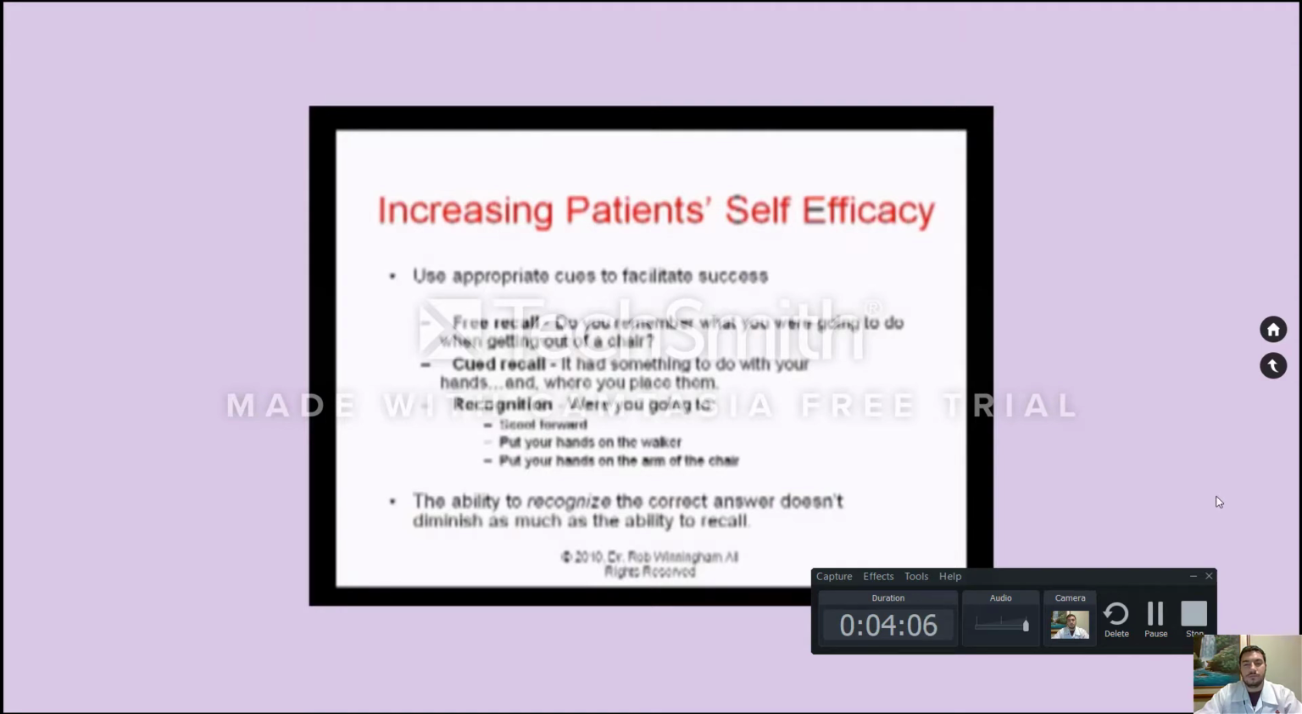Next, if they still don't remember what you did the last session or what you talked about the last session, you can give them a recognition question. It's like a multiple choice. Were you going to scoot forward, put your hands on the walker, or were you going to put your hands on the arm of the chair? And most people will be able to get it. If they knew it at the end of the session last time, they'll be able to get it this time.